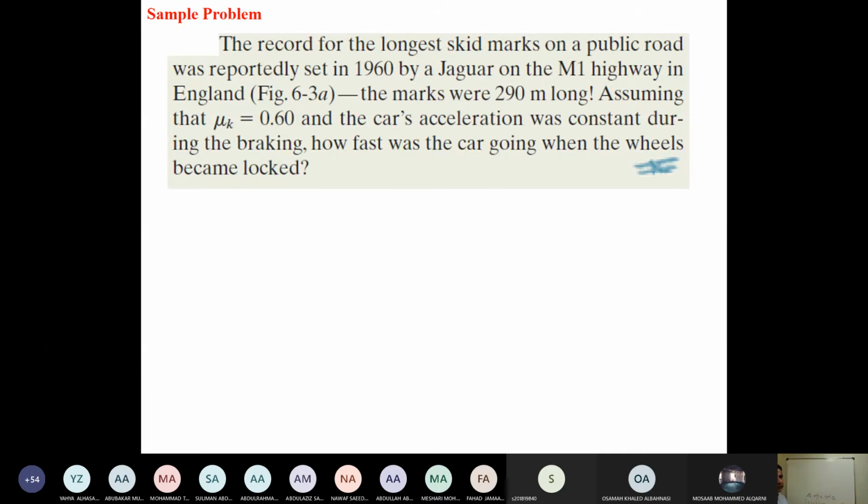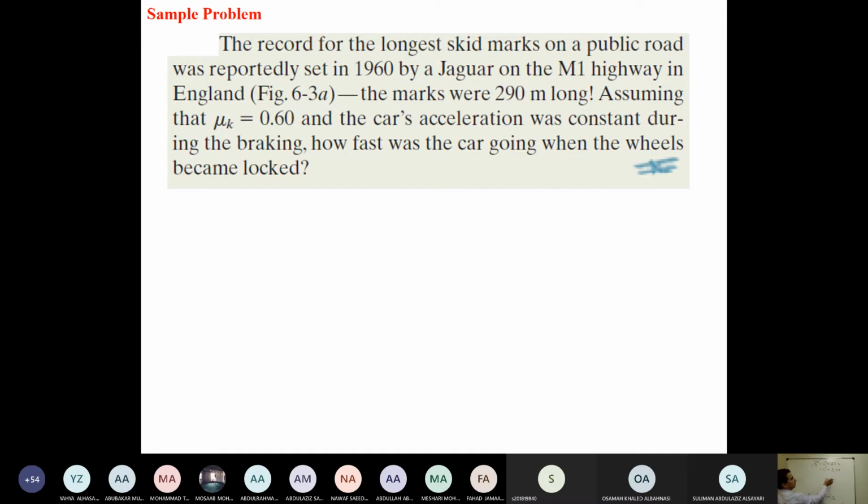Since they're asking for the initial speed, and we know the final speed, and now we also know the acceleration, can you tell what equation we are going to use here? V final squared equals V initial squared plus 2ax. Exactly, that one. Vf squared minus Vi squared equals 2ax. The final speed is 0, so I am left with minus Vi squared equal to 2ax.